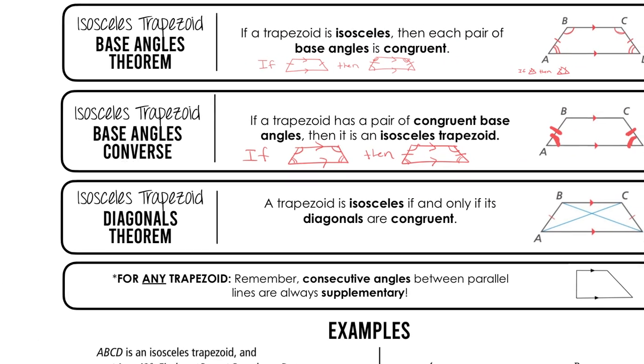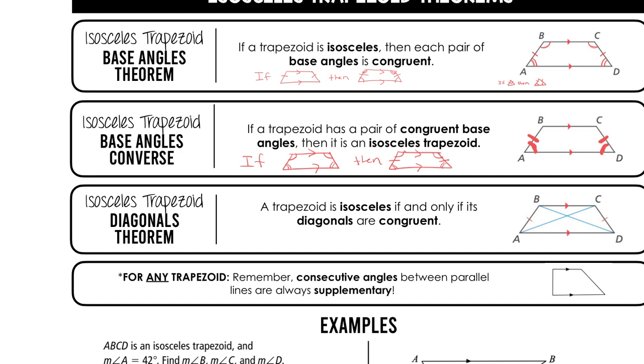All right, and then we have the diagonals theorem. As you can look and see, these diagonals appear to be the exact same length. So it says a trapezoid is isosceles if and only if its diagonals are congruent. So simply knowing that the trapezoid is isosceles, you know that the diagonals will always be the same length. So BD is going to equal AC.